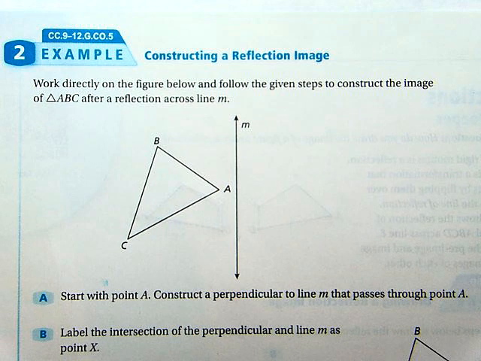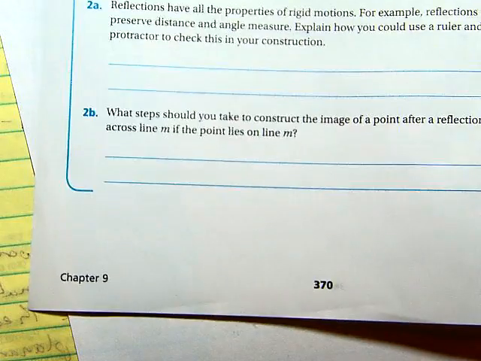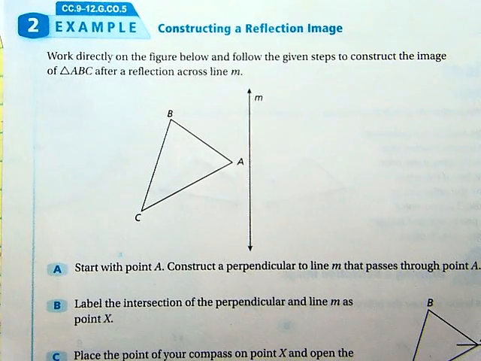So now we are going to be constructing a reflection image, not by using patty paper, but by constructing it using a straight edge and a compass. So I'd like you to turn to this page in your workbook. It's page 370, chapter 9 still. And we have this image right here at the top.